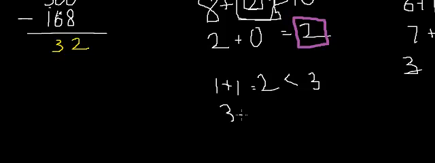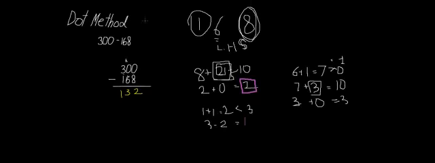3 minus 2, which is equal to 1. And that's the answer, 132. And that's what we get when we subtract 300 from 168. We get 132. And just try out the answer, and then you'll see this is correct.